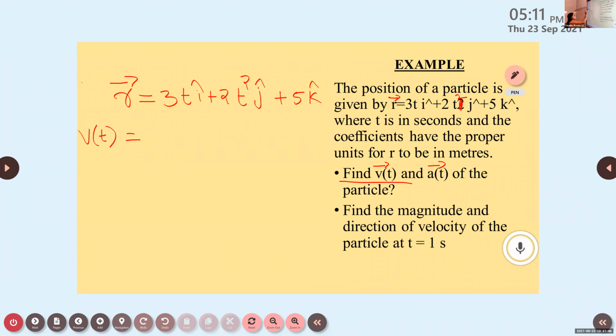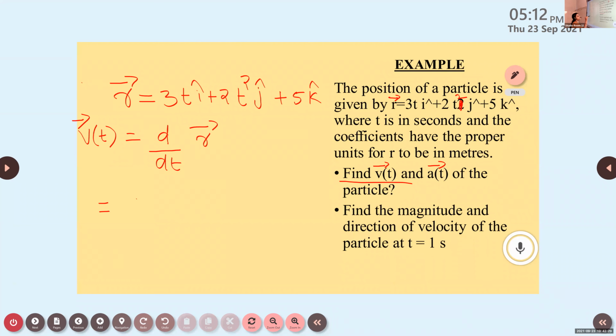What is the velocity vector? How can we find the velocity if the position vector is given? What do you mean by velocity? Instantaneous velocity. Here we want to calculate the instantaneous velocity. V of t is equal to the rate of change of position, that is d by dt of vector r.